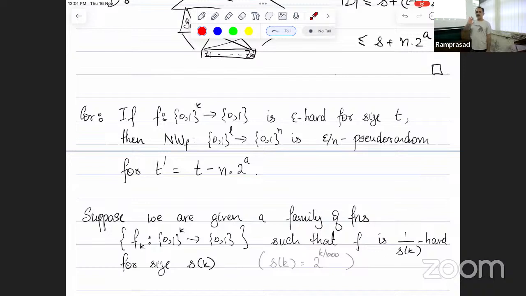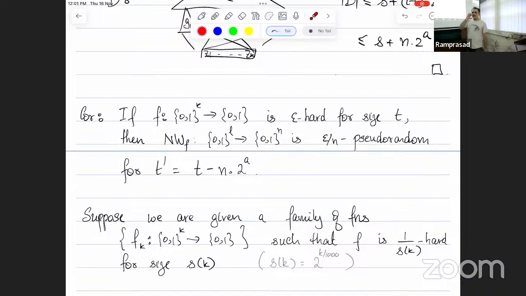we are given a family of functions which is 1 over sk hard for size sk. So the epsilon also has to vary, but because I will need epsilon to go down to absorb the factor of n, this is just a small thing that I'm doing, which is that I'm assuming that the epsilon that I'm thinking about is 1 by the circuit size.